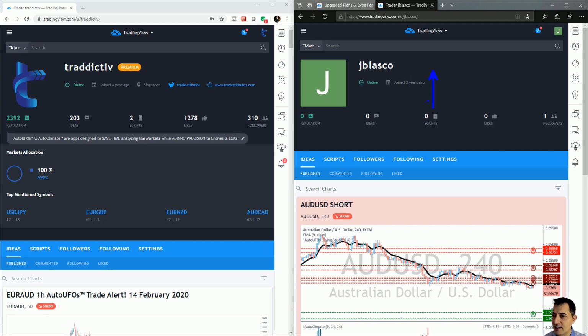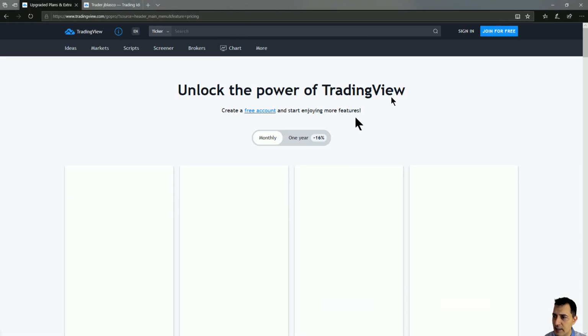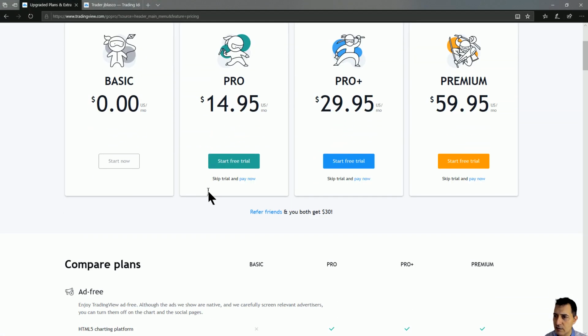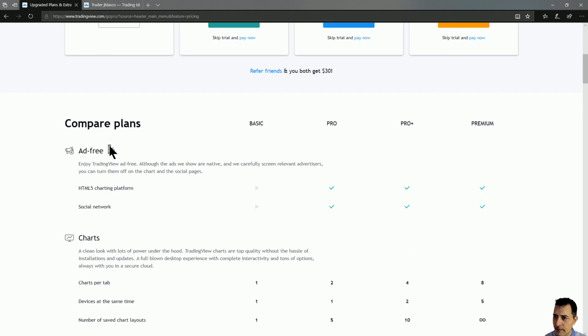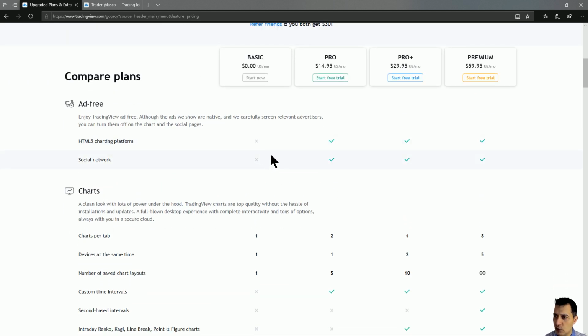And this premium unlocks a series of features. This is what you find in this list, where if I scroll down, you have the different plans: basic, pro, plus, and premium. And if I scroll down, you can see the different features are summarized here.